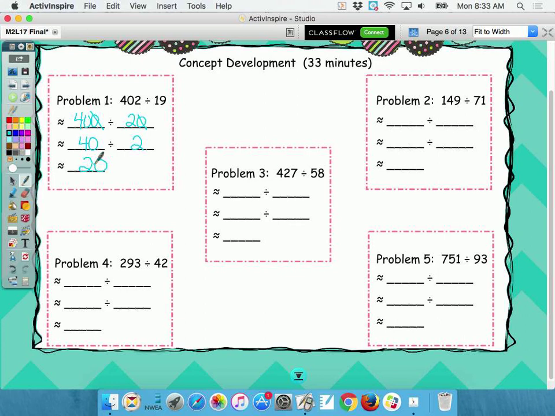Darn. I know. So take a look at problem 2. Don't write this down, but what would 149 round to, to the nearest 10? 150 divided by 70 does not divide evenly. So you have to round it down. So I'm going to tweak it. It's not going to be actually rounding, is it? But what would I make 150 so 70 goes in evenly?